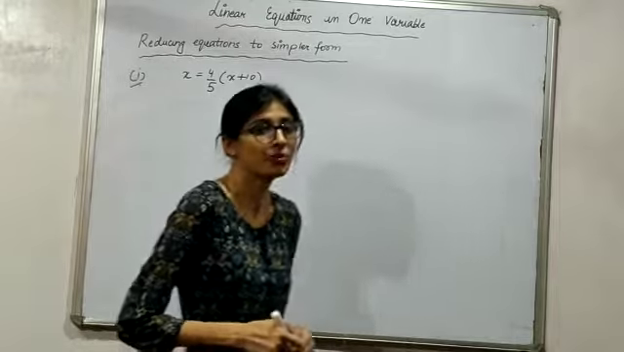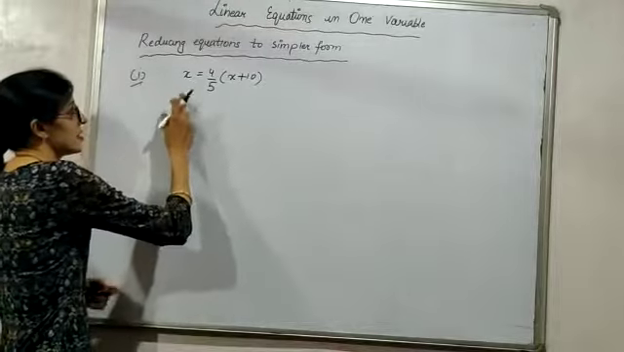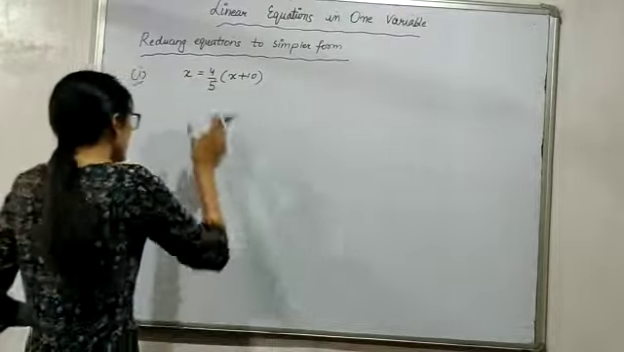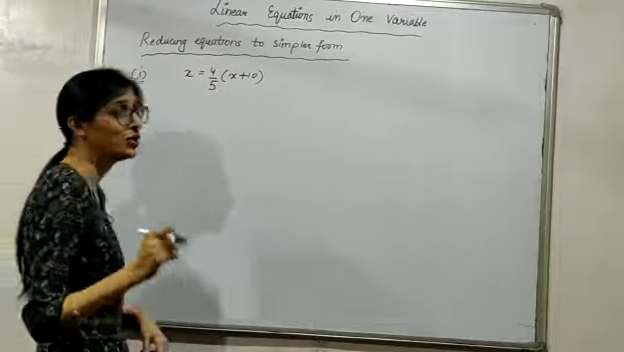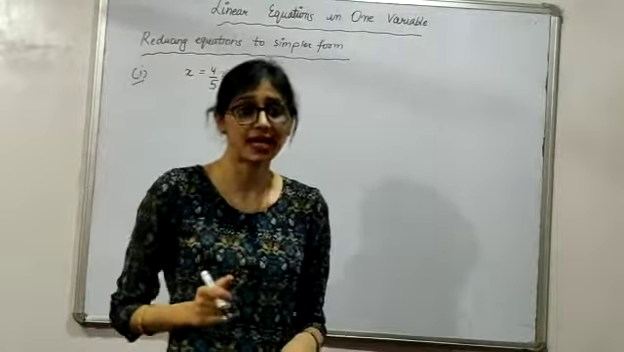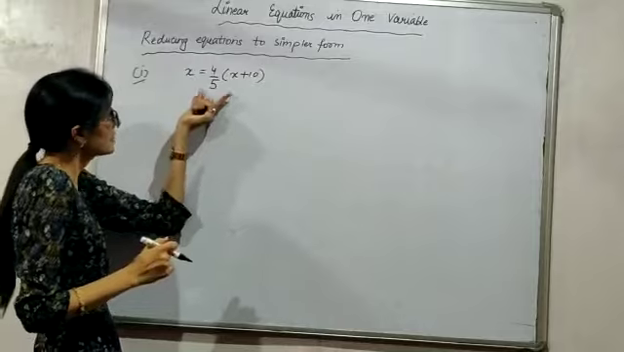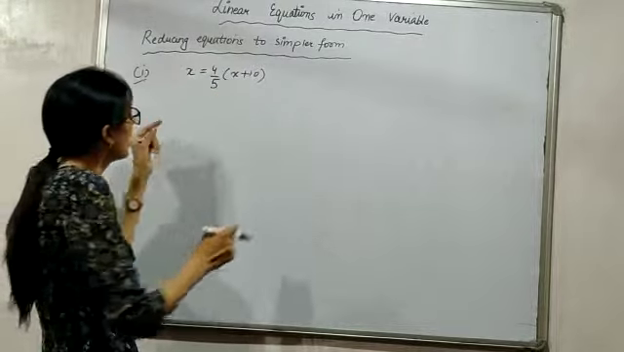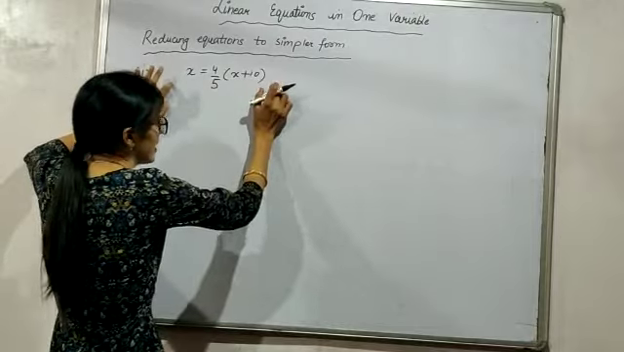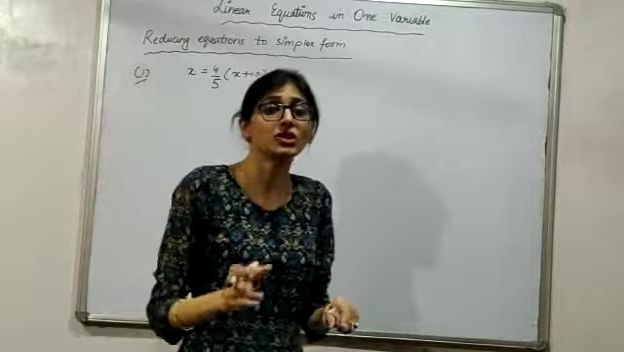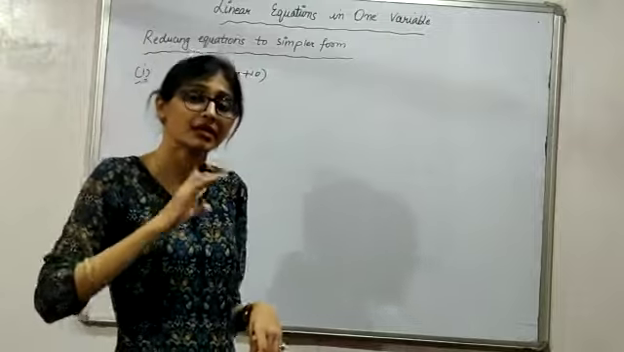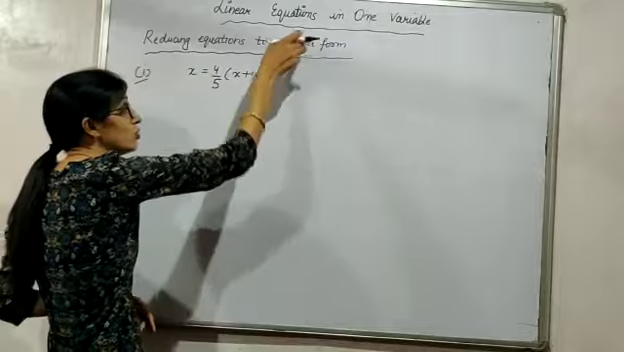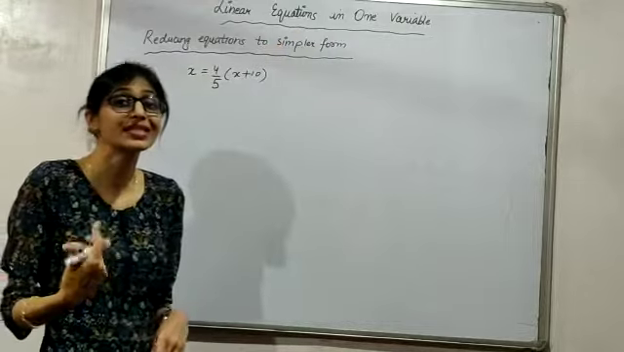So let's start with the topic. Our first question is x equals 4 by 5 into x plus 10. In these types of questions, what you have to take into consideration is that whenever there is 5 in division, you have to multiply both sides with 5 so that the division part gets cut off. We have to reduce them to simpler form, making the question simple.